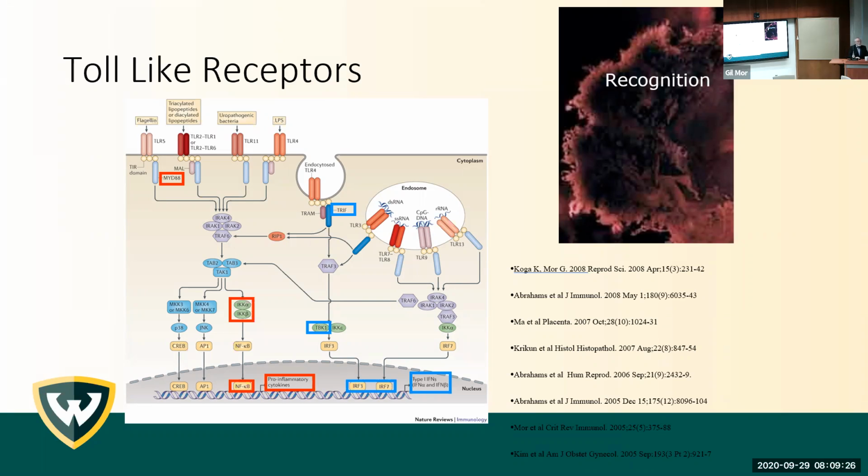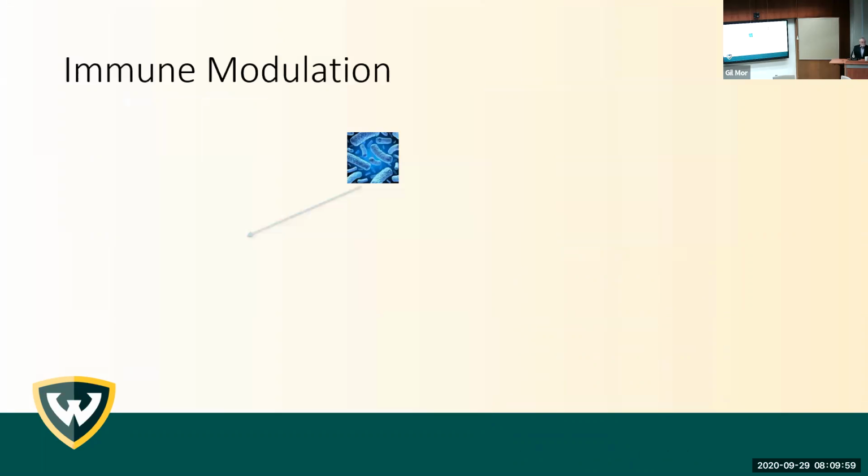In any way, the recognition, either extracellular or intracellular, will lead to the activation of an intracellular cascade and the gene expression of inflammatory cytokines, or as we saw also, the expression of type 1 interferons. All of them are secreted with two objectives. One is to modulate the microenvironment, and second, to control or communicate with the innate immune system.